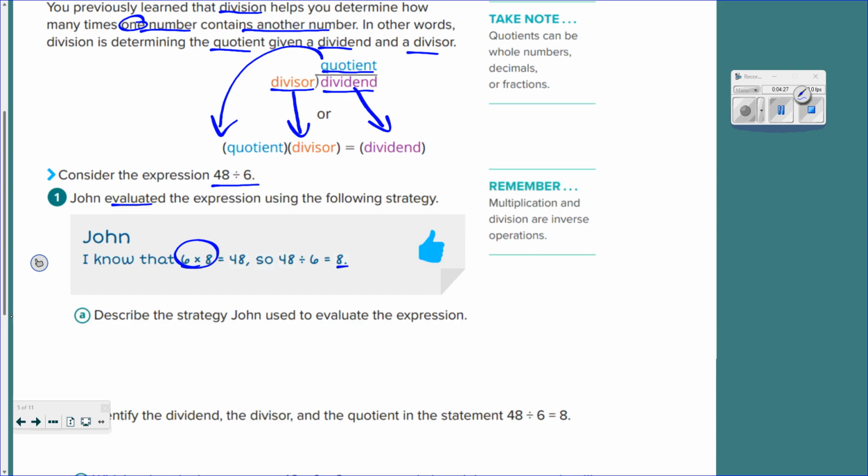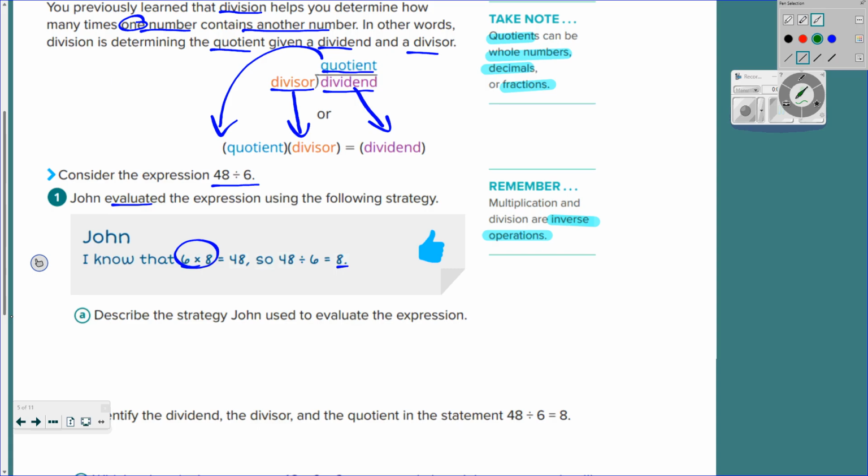When we look at multiplication and division, we call those inverse operations. In other words, I'm using the same numbers, they just go together in different ways. That's how we become fact families. One other key note up here are quotients. They can be whole numbers, decimals, or fractions.